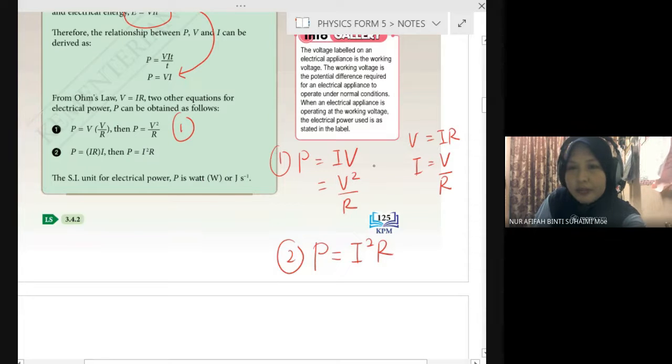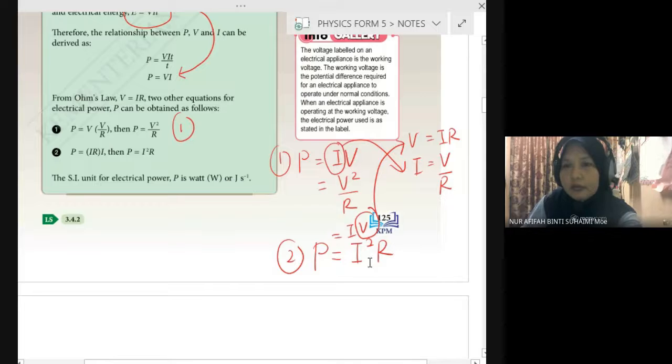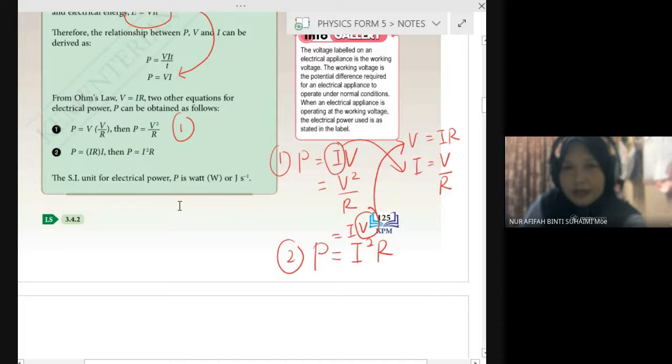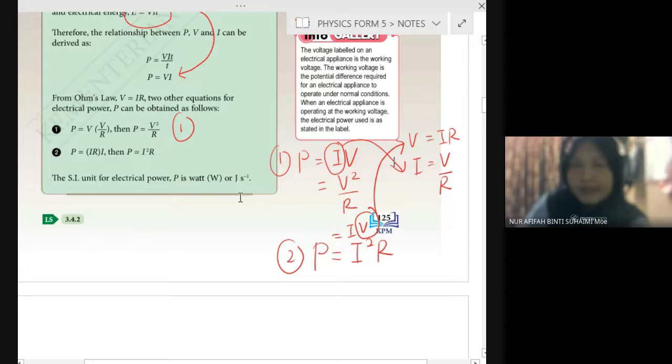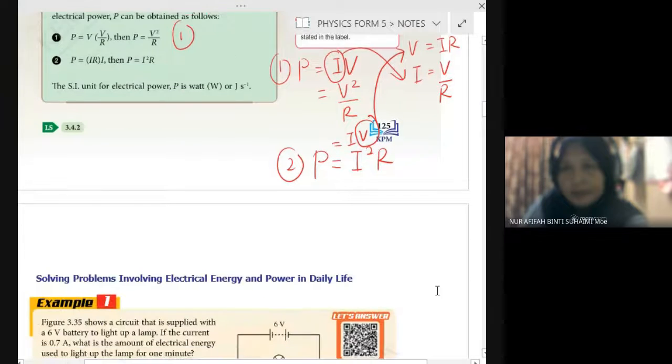Just multiply lah. Tukar. For the first one, change the I. Okay, tukar I. Yang kedua, you tukar V. From IV, you tukar V. Okay. Boleh, SI unit masih samalah. Watts or joule per second. Joule per second. Energy is joule. Time is second. So, joule per second or watts.